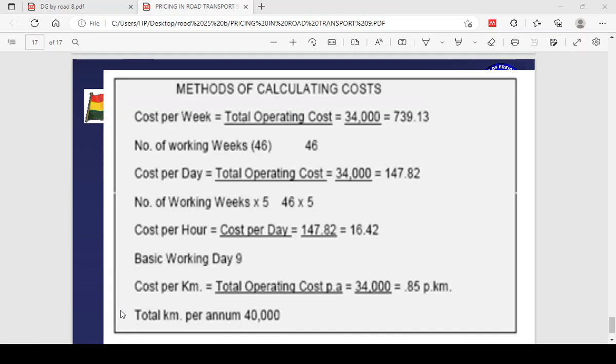So we have different types of calculation methods. The cost per week is the total operating cost over the number of working weeks. Cost per day is the total operating cost over the number of working days. Cost per hour is the cost per day over the basic working day. Then the total cost per month.